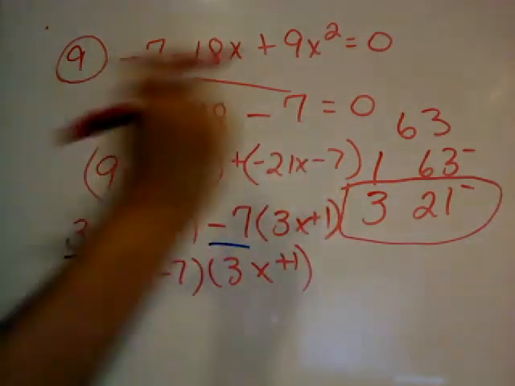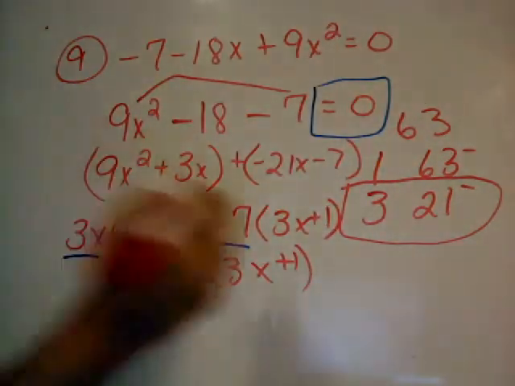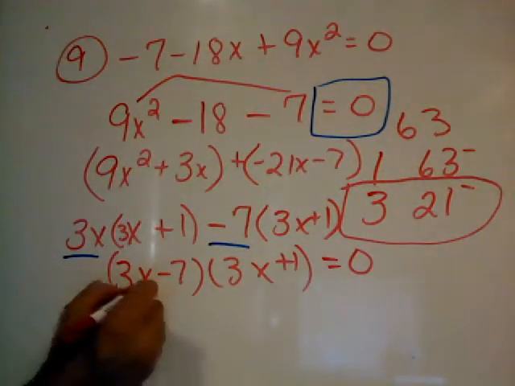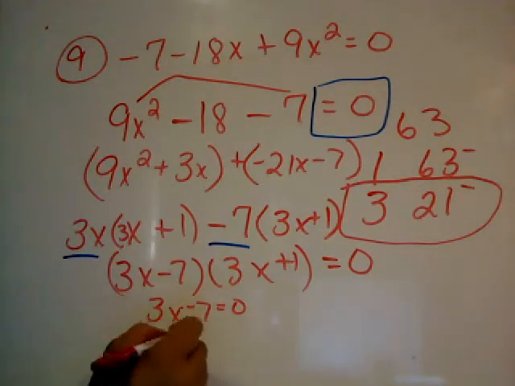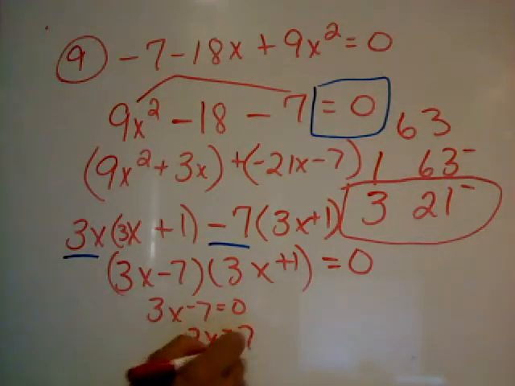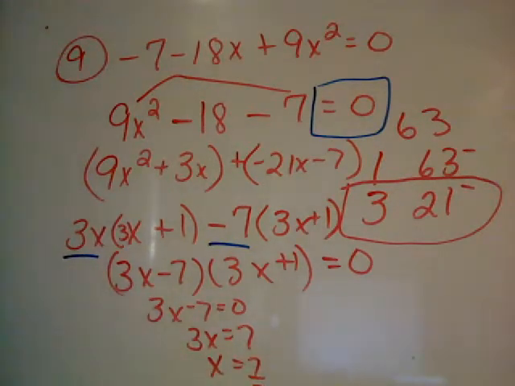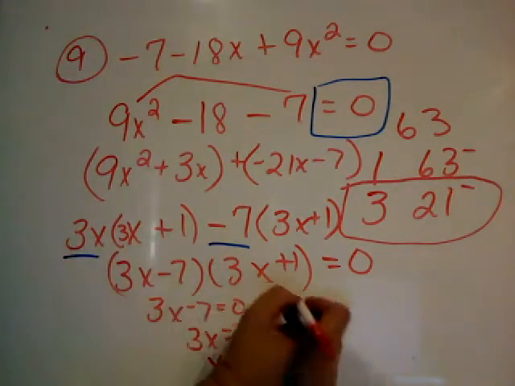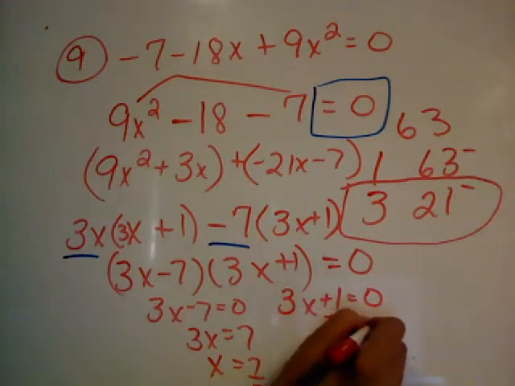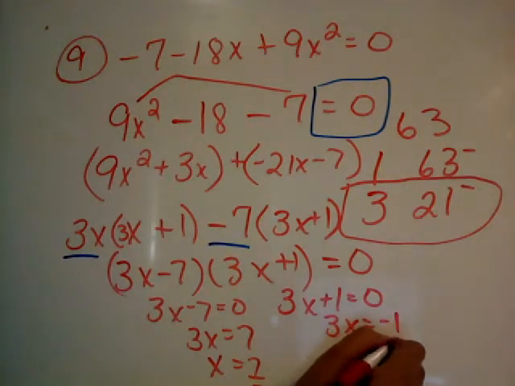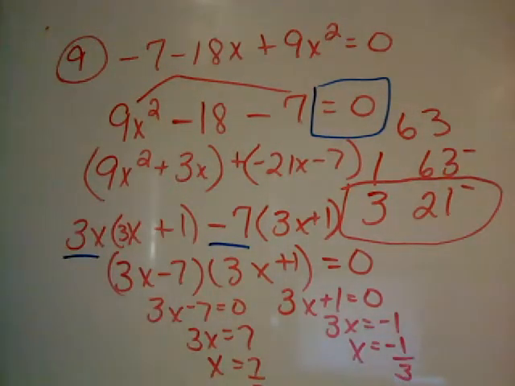And remember, this is all set equal to 0. So now I just need to solve. 3x minus 7 equals 0. If I move my negative 7, it becomes positive. I'm going to divide by 3, which leaves me with x equals 7 over 3. Okay? Then over here, 3x plus 1 equals 0. 3x equals a negative 1. Divide by the 3, leaving me with a negative 1/3. Okay, so my answer is 7/3 and negative 1/3.